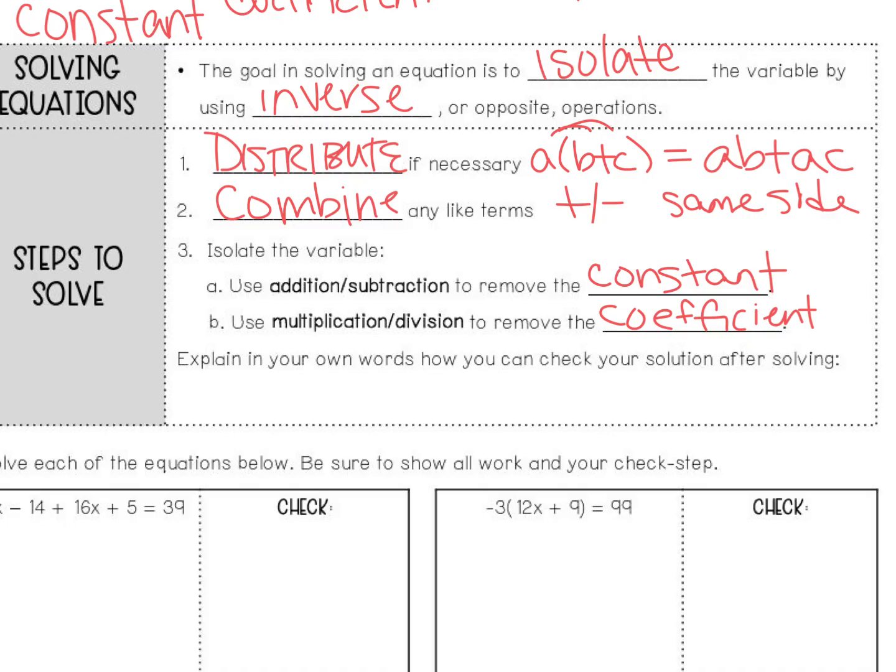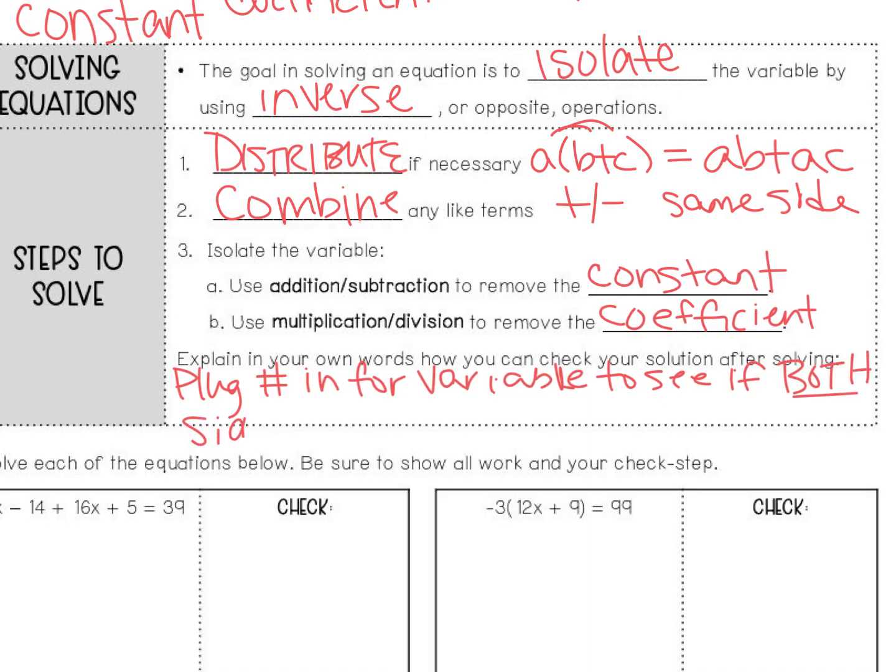The very last step that we're going to have is, in fact, to check our work. So we need to plug whatever number we get for our letter, plug the number in for our variable to see if both sides are equal. And if we're using the yellow calculator when we do this, it's going to tell us true. Guys, this is a really important step. It takes about 15-20 seconds. It doesn't take very long to do, but it's super, super important.